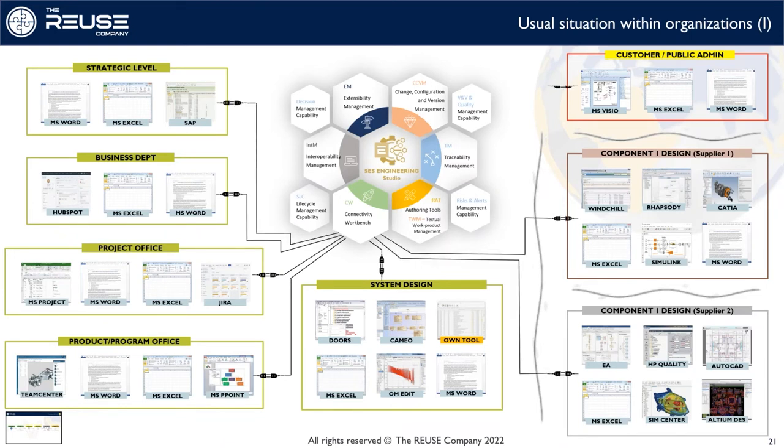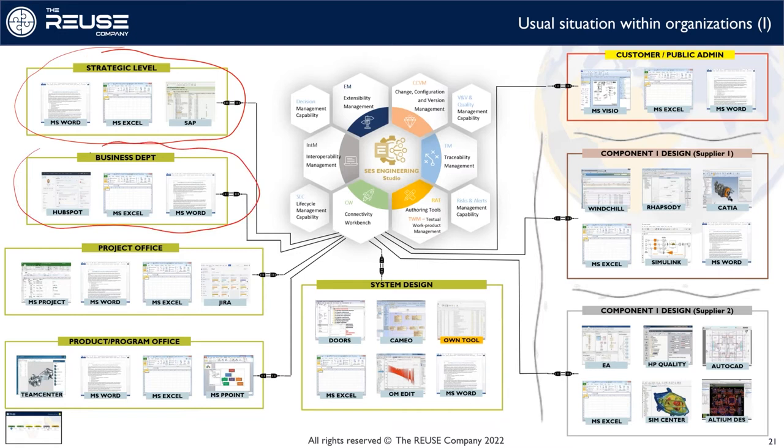So most of the times you can have a strategic office somewhere and a CEO that are using their own tools. The business department are using some of them or others to do whatever things. They usually communicate, they have to communicate in whatever way. And the project office has their own tools, of course, and their own needs. The product or program office, of course, have their other own tools, and the same for the system design.